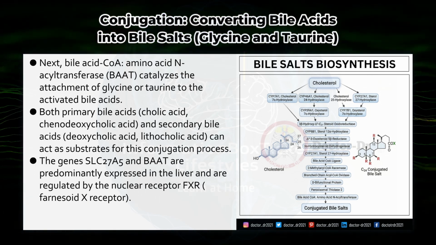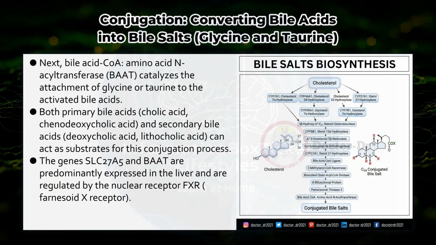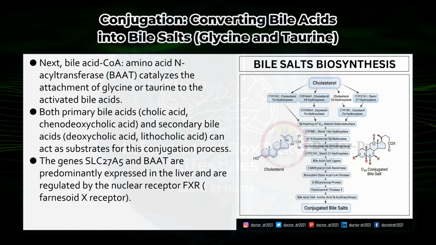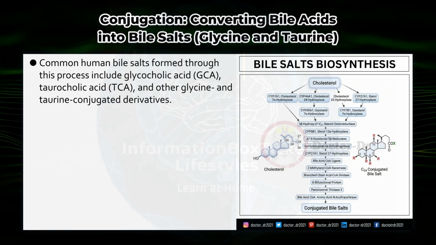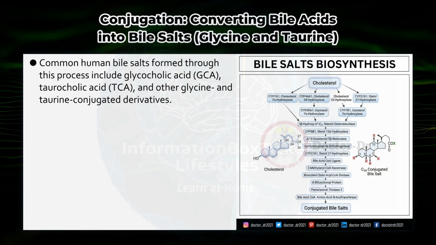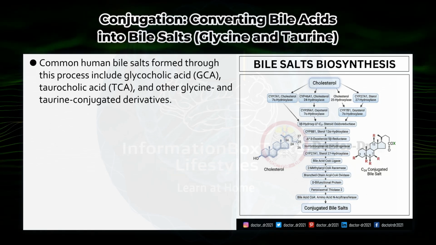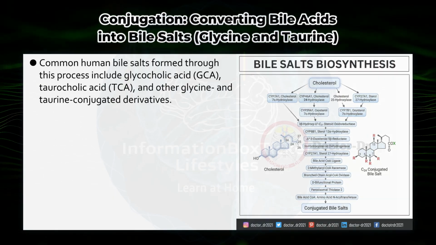The genes SLC27A5 and BAAT are predominantly expressed in the liver and are regulated by the nuclear receptor FXR, farnesoid X receptor. Common human bile salts formed through this process include glycocholic acid, GCA, taurocholic acid, TCA, and other glycine and taurine conjugated derivatives.